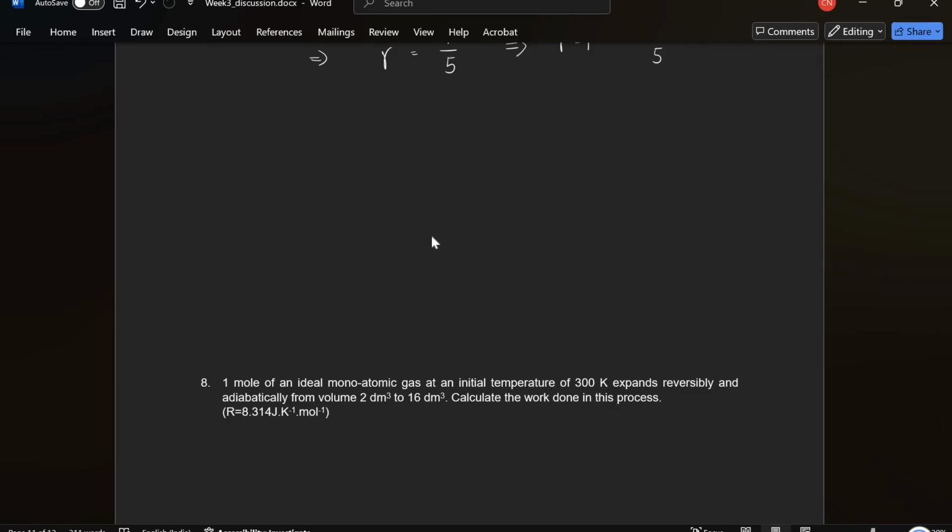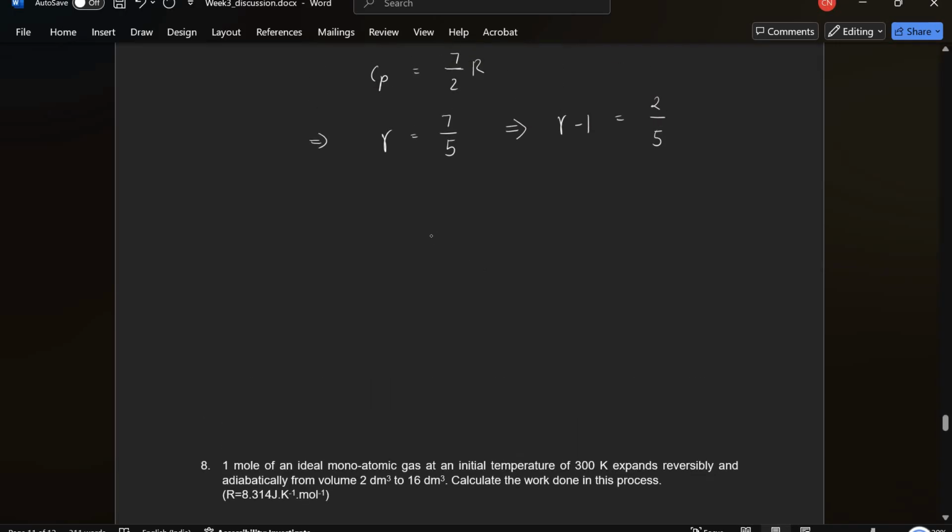So now we can write the relation between temperature and volume for an adiabatic process for a diatomic ideal gas. This is going to be T2 by T1 is equal to V1 bar by V2 bar. It's gamma minus 1, so directly we'll substitute 2 by 5. So this is the final expression that we want. So this is the relation that we were after. All right.